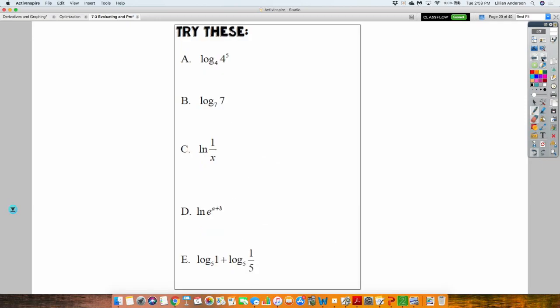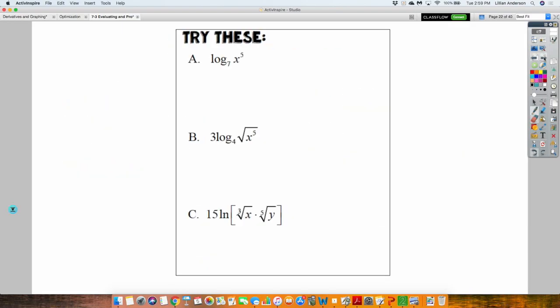Oh. Okay. Are these the next examples for your power rule? No? Okay. So I mixed up the boards. My mistake. Okay, is it these? Yes. Okay. So I apply my power rule here. So that 5 needs to go where? So this becomes 5 log base 7 of x. Simple as that.